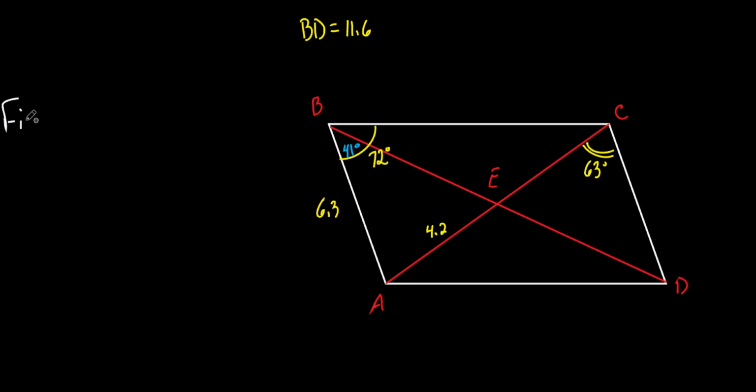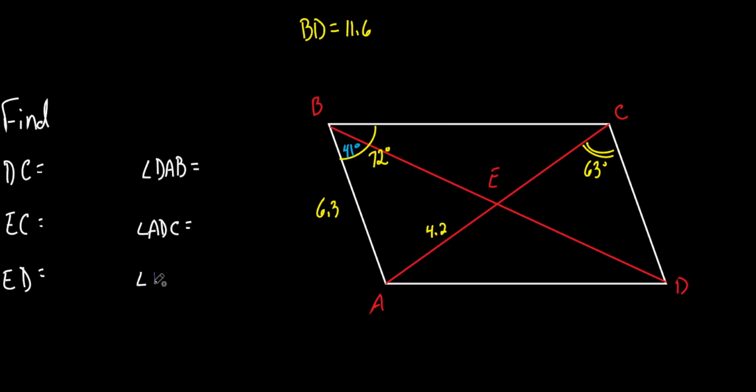But there's still a lot more things that you could find. So here's what they ask you to do. They ask you to find DC. Oops, not E. DC. They want you to find EC. These are line segments, right? And they want you to find ED. They also want you to find some angles. Angle DAB. So angle DAB, they want you to find. They want you to find angle ADC. And they want you to find angle DAC.